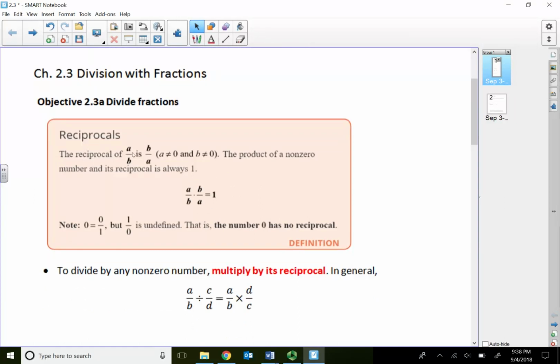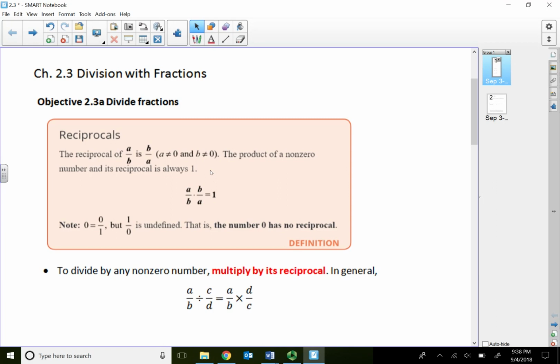The reciprocal of A over B is B over A. So most of the time when we say the word reciprocal, it simply means we flip the fraction. The product of a non-zero number and its reciprocal is always going to be 1.